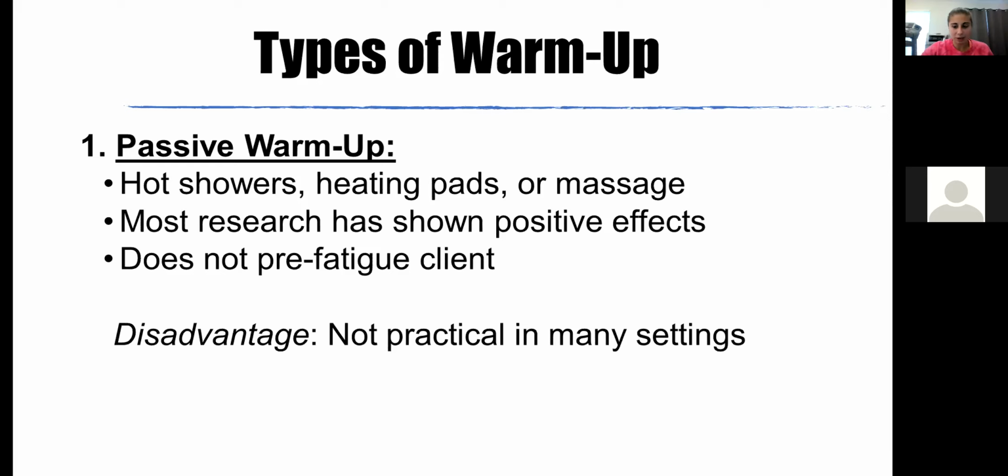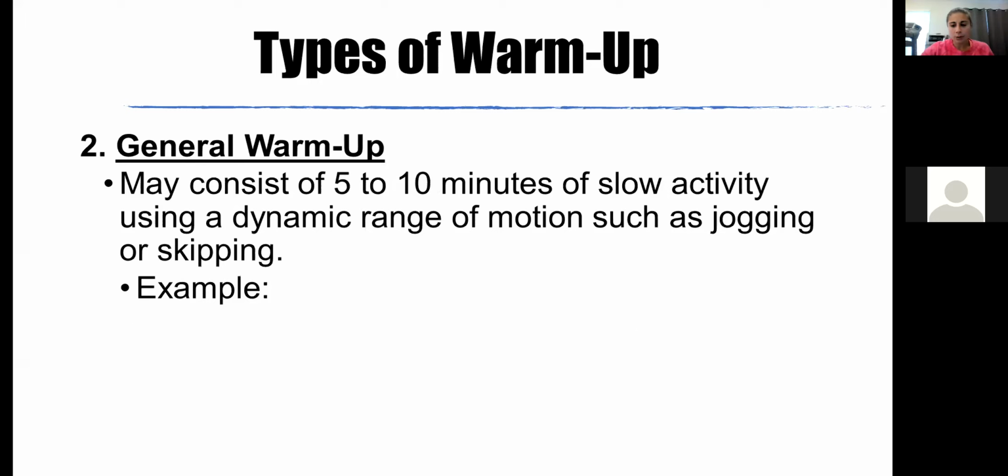Now, as we get to more practical types of warming up, there is the general warm up. Most of you have probably done this before. Before you actually start your specific dynamic stretches, you'll probably do maybe 5 to 10 minutes of just slow, light activities working through your range of motion. And this is just any kind of cardio. So jogging, walking, skipping. Anyone want to think of any other examples that are not listed here?